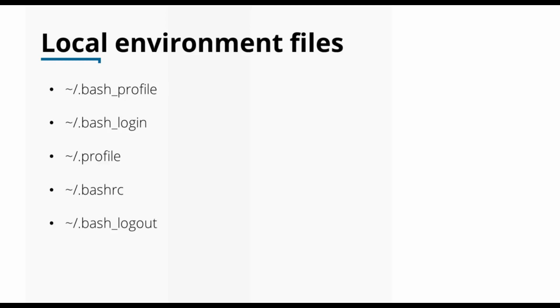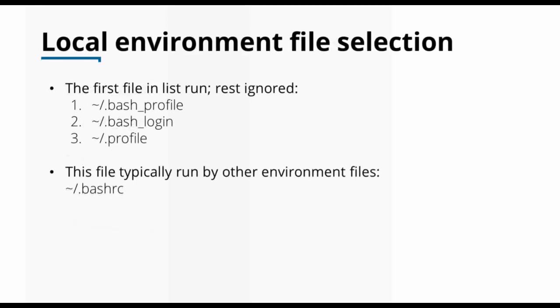For the local environment files, there is an order that is followed should multiple files be encountered by the shell. Sometimes on your system you'll find multiple local environment files. In this case, you need to be aware that only one file is selected to be executed, and there is a priority order for this selection. If the shell finds the .bash_profile file, it is run and the rest are ignored. However, if it doesn't find that file, the shell proceeds down the list.